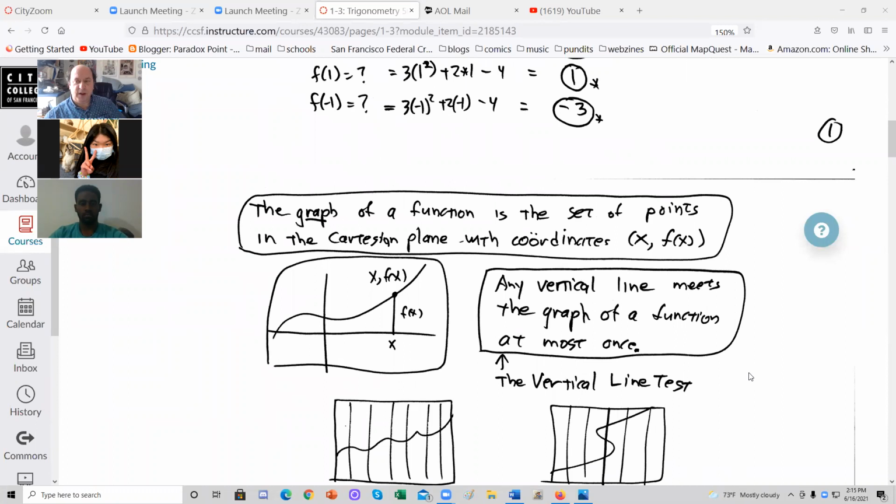The graph of a function is the set of points in the Cartesian plane with coordinates x, f of x. So here's this point over x, up f of x. Since a function is defined to have one value, f of x, for each value of x, that means any vertical line corresponding to an x has to meet the graph at most one point. That's called the vertical line test.